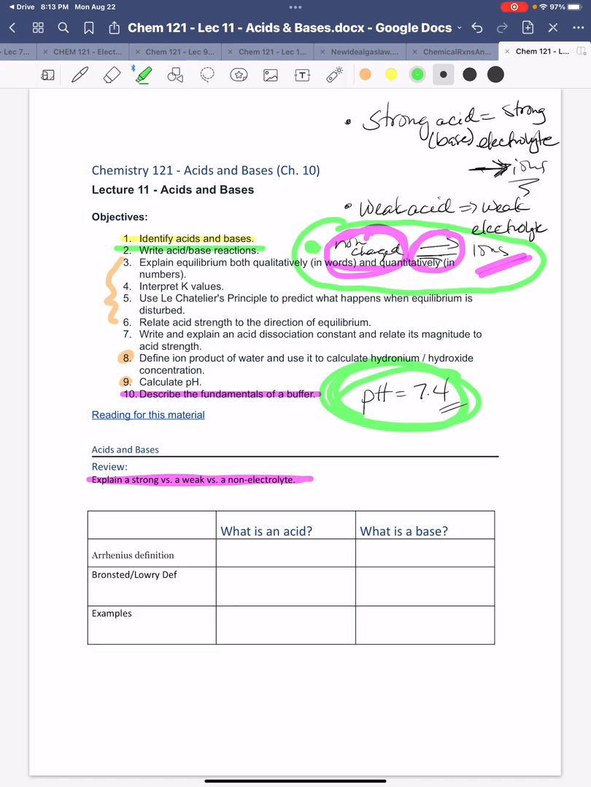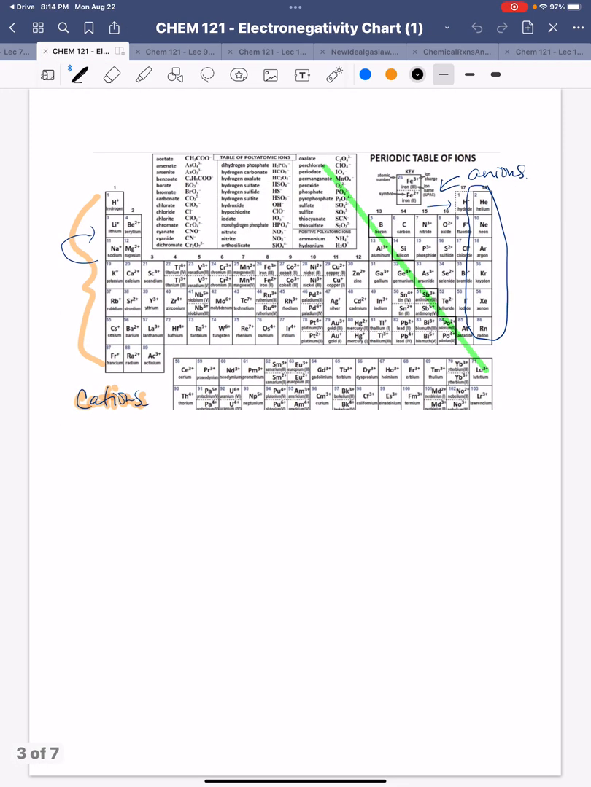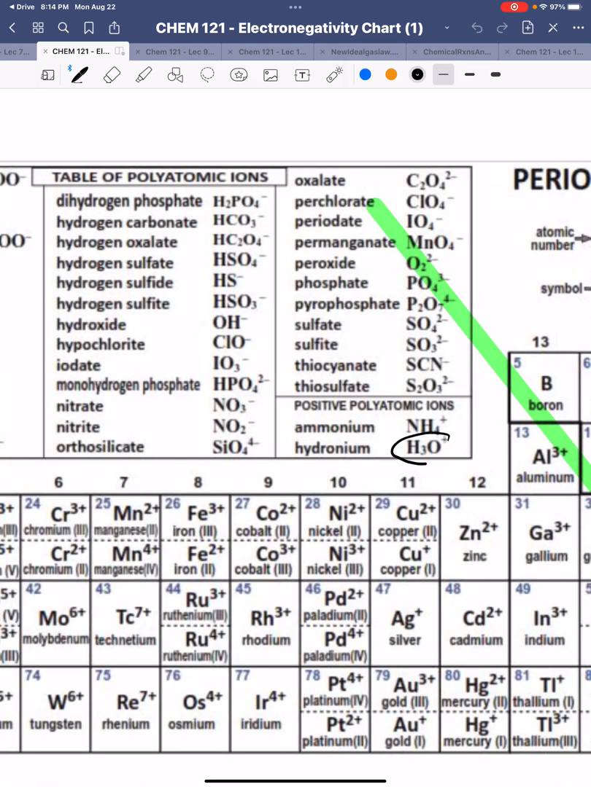Okay, so when we talk about acids, we have a couple of definitions, but basically an acid is a proton donor. Our classic acid is hydrochloric acid, and when hydrochloric acid reacts in water, it produces hydronium, H3O+. Sometimes we just call it H+. This ion, H3O+, is called hydronium. That was one of our polyatomic ions we spoke about a long time ago on the sheet right here.